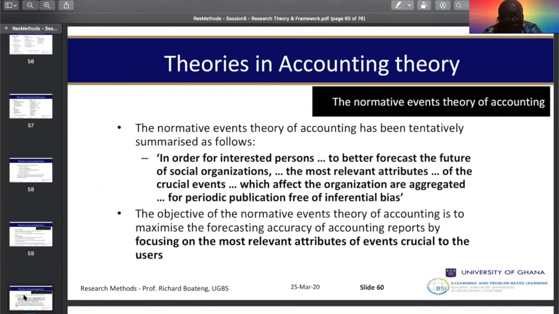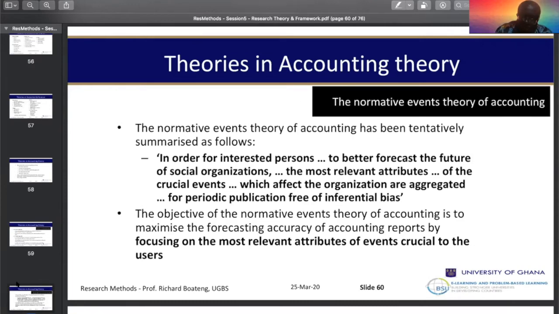Then you also have the normative events approach, which is in order for interested persons to better focus the future of social organizations, the most relevant attributes of the crucial events which affect the organization are aggregated for periodic publication, free of influential bias. So the most relevant is what determines what goes there. So accounting reports then focus on the most relevant attributes or the events crucial to the users before we develop the report. That's interesting in accounting.